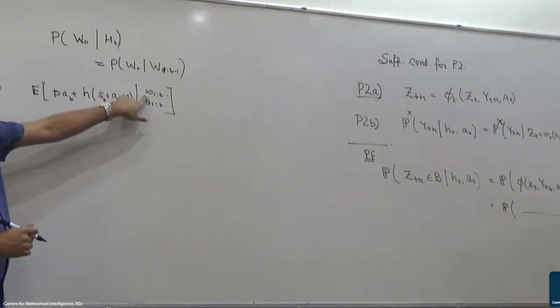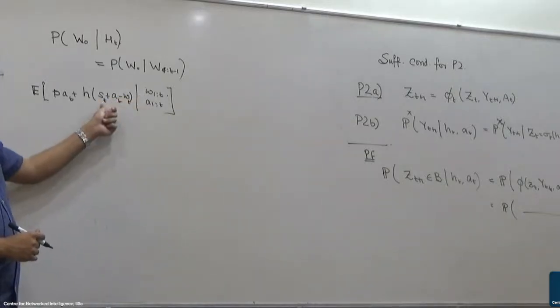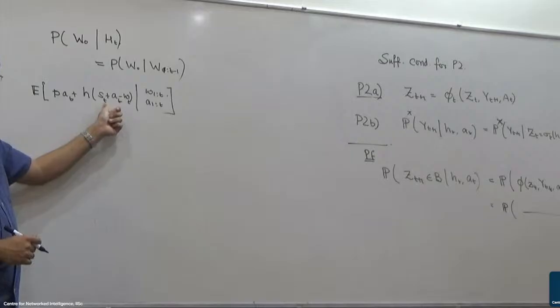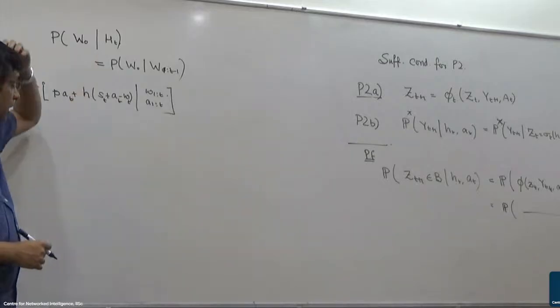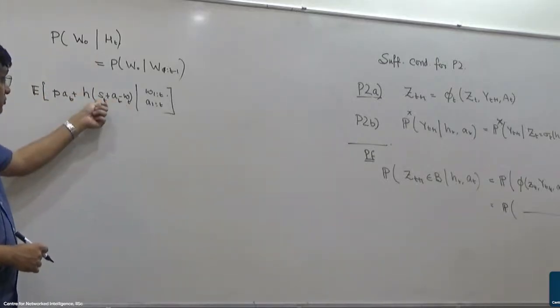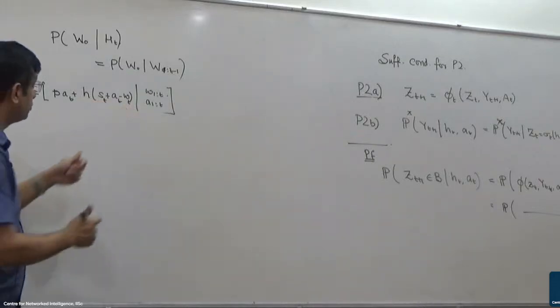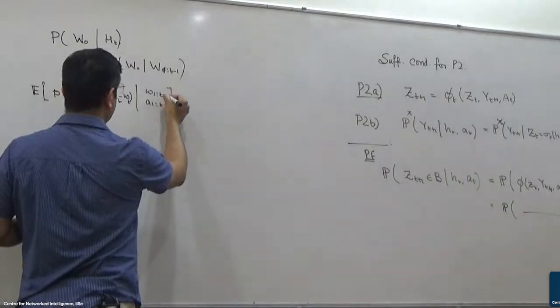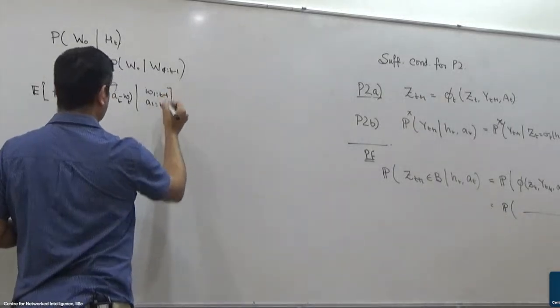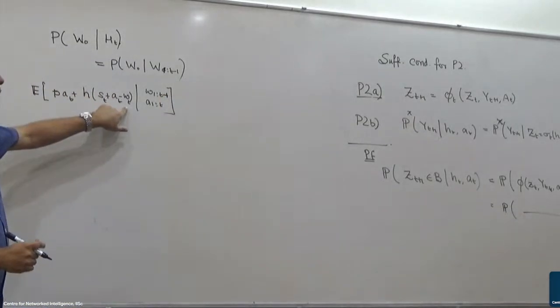Knowing the values of W's and A's, I can figure out what the current state is. I started with some state and this is evolving according to certain things. So, this guy is known, AT is known. The only unknown quantity is, sorry, this is W T minus 1 at this stage. Only unknown quantity is WT, right.